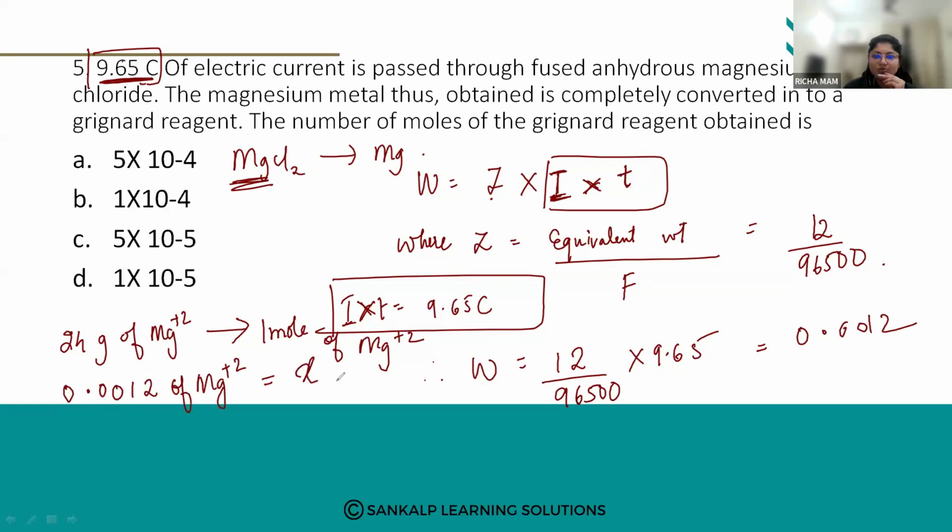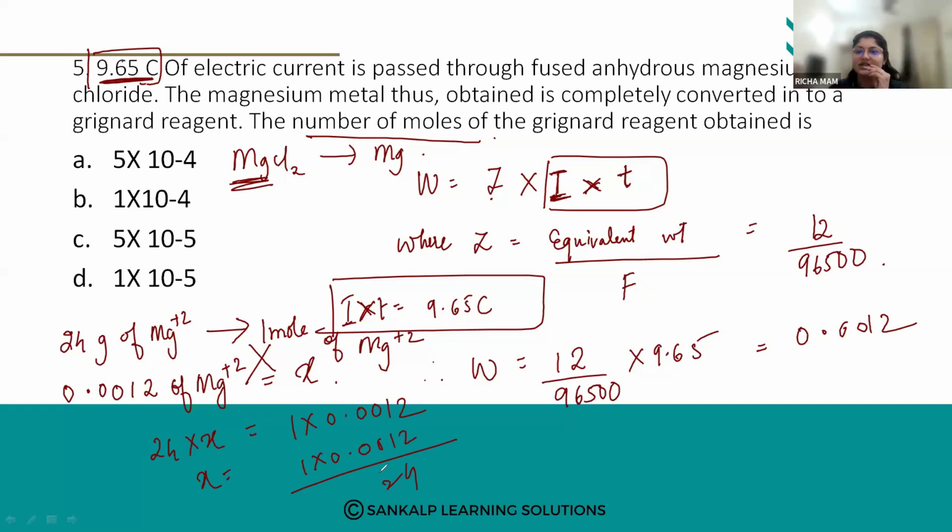So how many moles is it? They have asked the number of moles, right? So we have to cross multiply. So it is 24 into x is equal to 1 into 0.0012. So x is equal to 1 into 0.0012 divided by 24. See what answer you are getting. Simple calculation, just cross multiplication. So 24 grams of Mg plus 2 represents 1 mole of Mg plus 2.